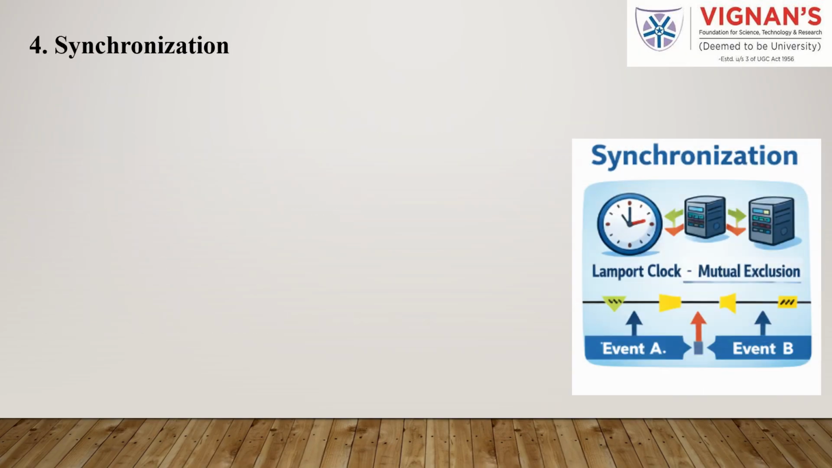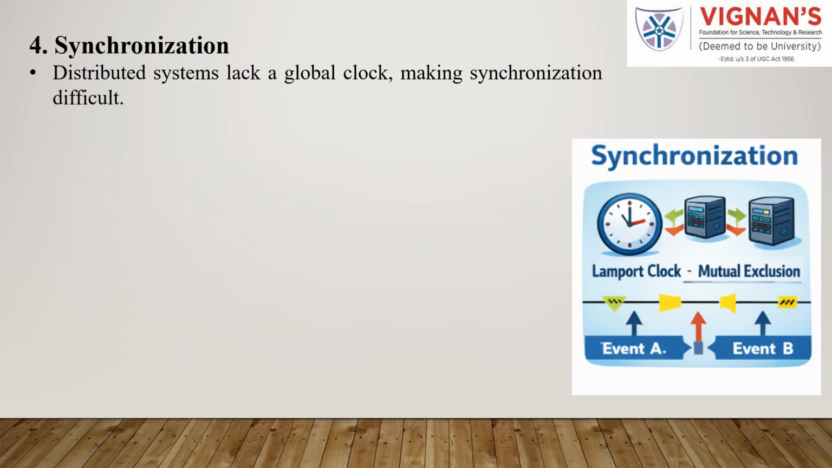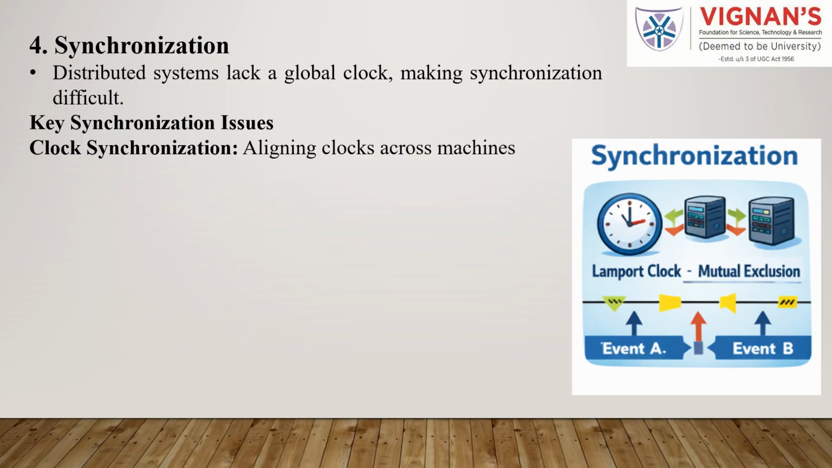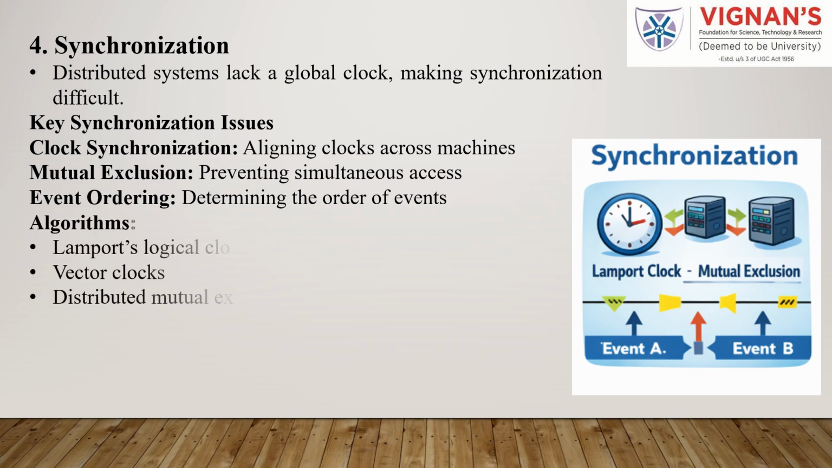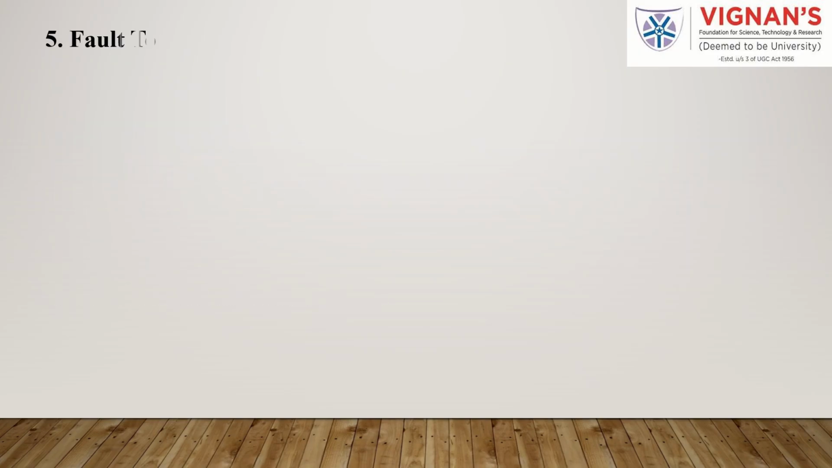4. Synchronization. Distributed systems lack a global clock, making synchronization difficult. Key synchronization issues. Clock synchronization, aligning clocks across machines. Mutual exclusion, preventing simultaneous access to critical sections. Event ordering, determining the order of events. Algorithms. Lamport's logical clocks. Vector clocks. Distributed mutual exclusion algorithms.